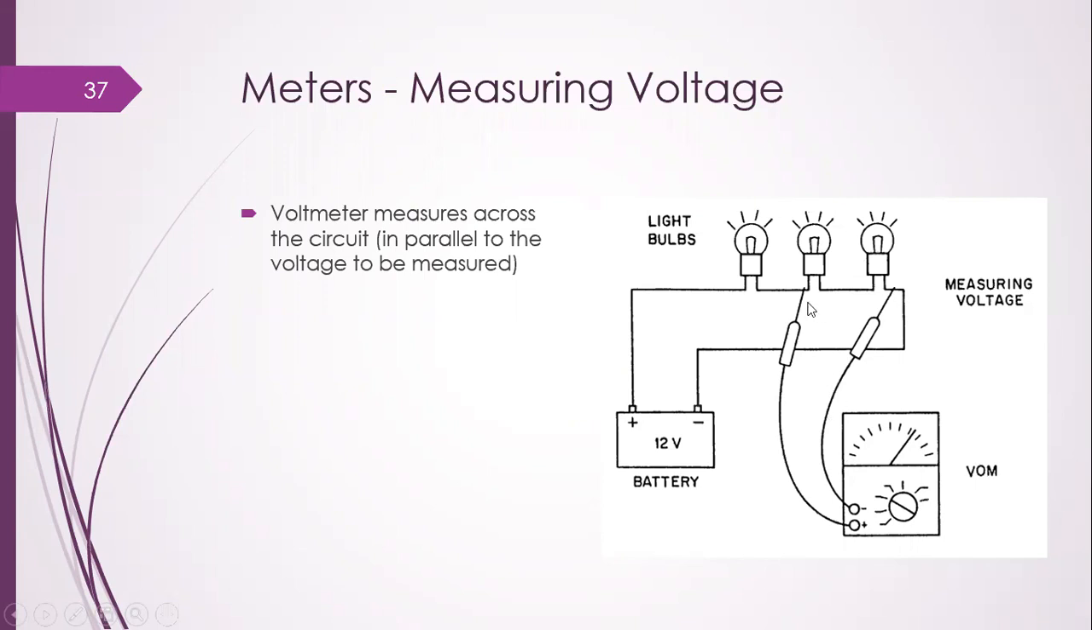And if we need to find how much voltage is dropped across two bulbs at a time, we need to connect one probe of the meter in this place and the other probe in this place. Then the voltage dropped across both lamps can appear on the screen of the meter. So this is the way to measure voltage with the meter.